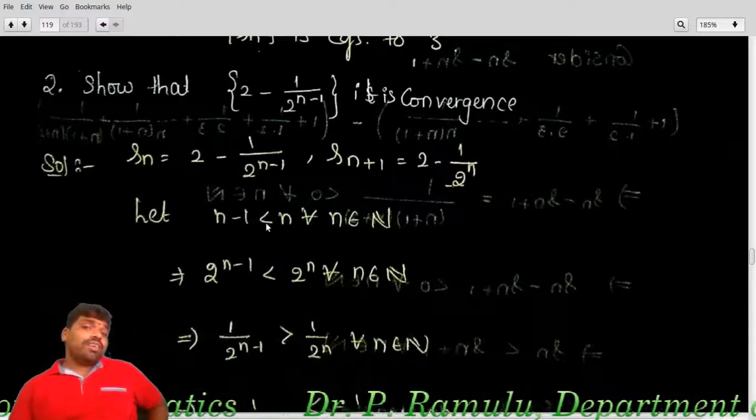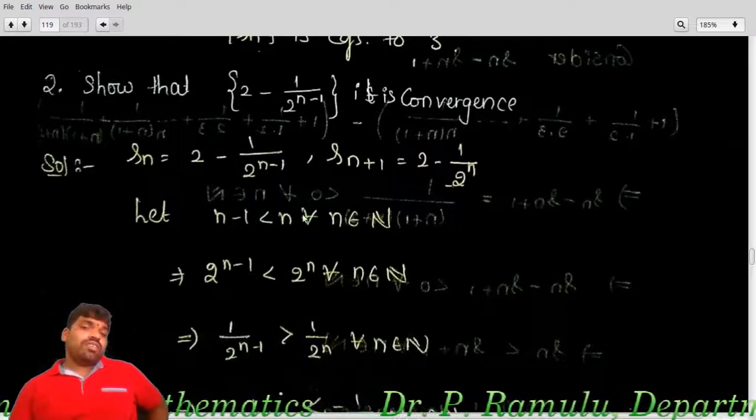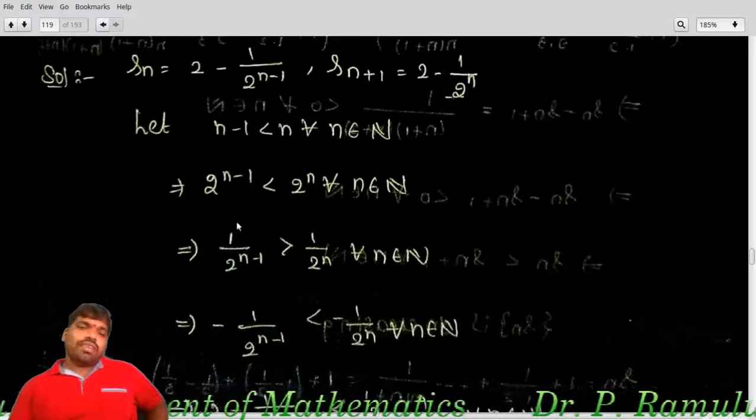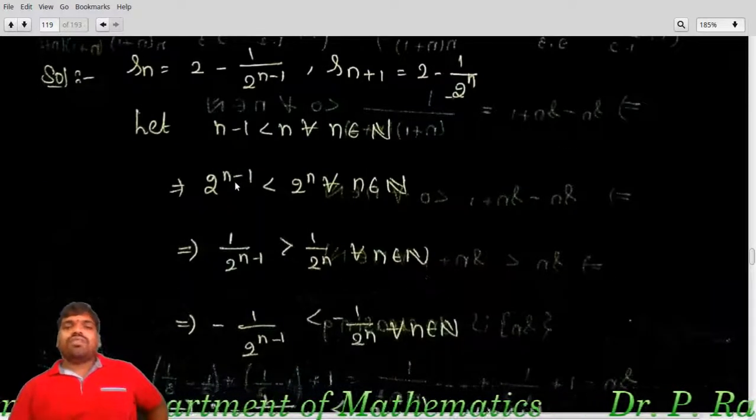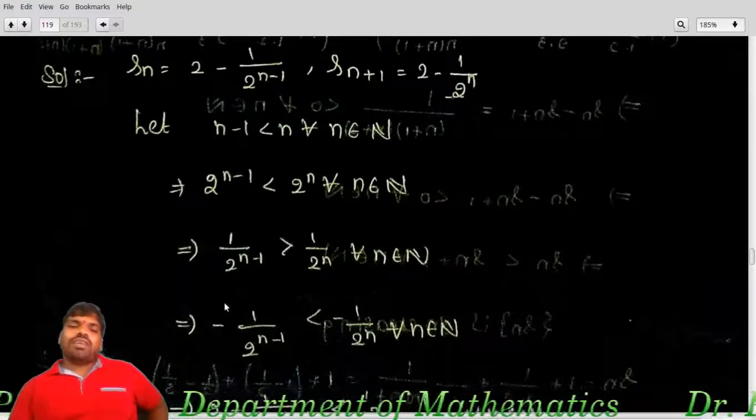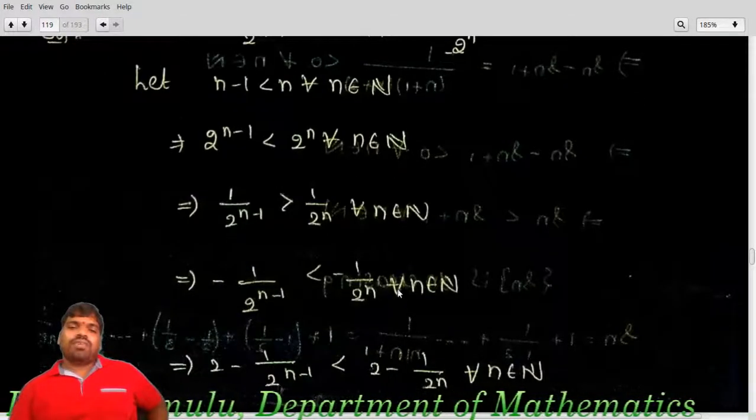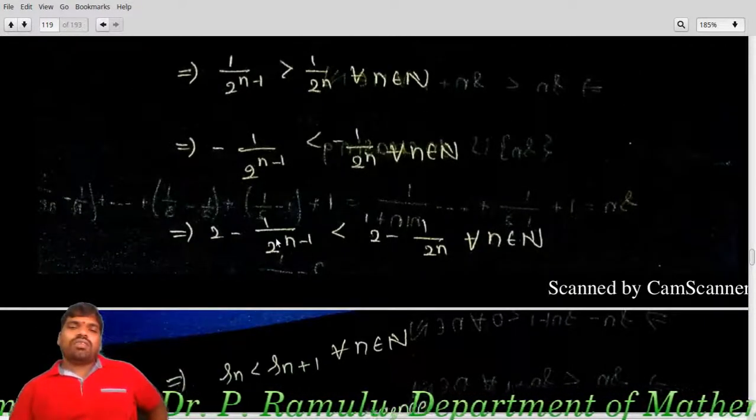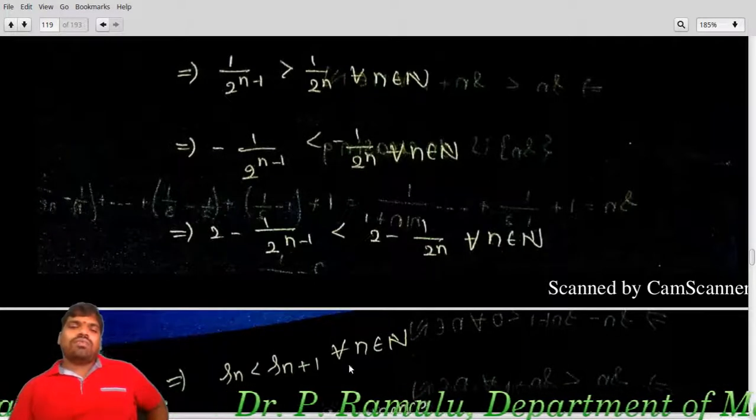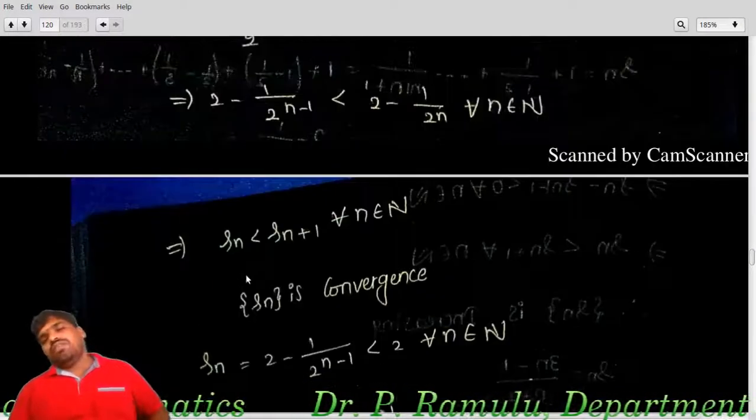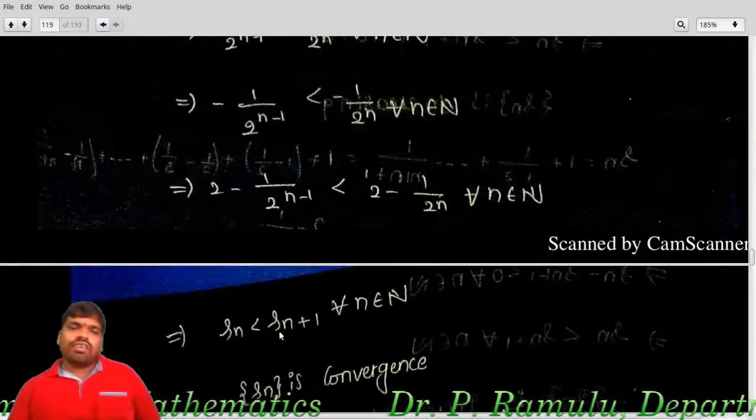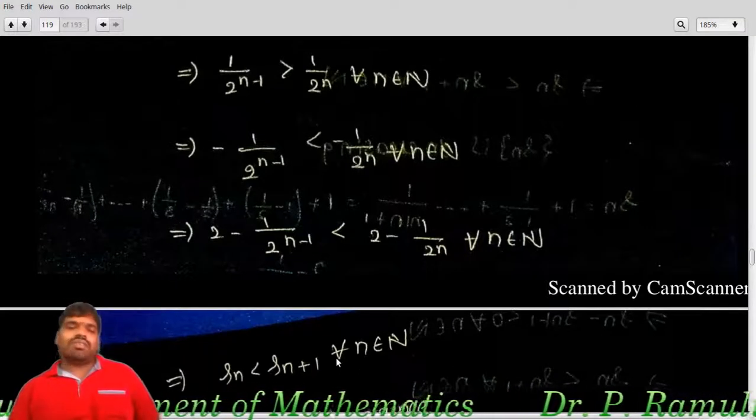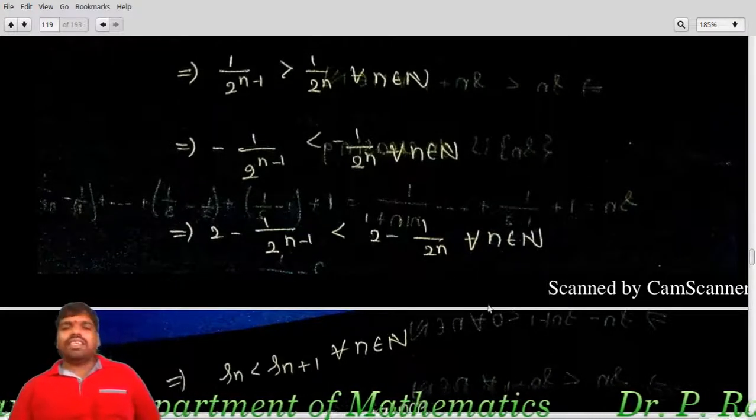Let n minus 1 is less than n for all n belongs to N. So 2 power of n minus 1 is less than 2 power of n for all n belongs to N. So 1 by 2 power of n minus 1 is greater than 1 by 2 power n. If I multiply by minus, minus 1 by 2 power of n minus 1 is less than minus 1 by 2 power n. Adding 2, 2 minus 1 by 2 power of n minus 1 is less than 2 minus 1 by 2 power n. This is nothing but Sn, and this is Sn plus 1, for all n belongs to N. Therefore Sn is less than Sn plus 1, which implies Sn is an increasing sequence.